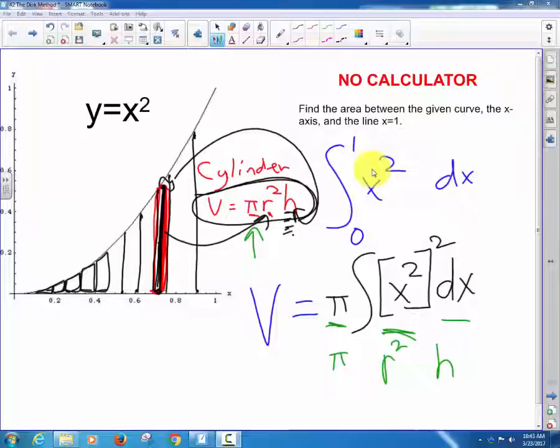Well, what else do we need in order to figure out what this is? Pi r squared h. Can you solve this integral right now and get me an answer? That's right, we need limits of integration. Where are we starting and where are we ending? We're going to start at 0 and end at 1. So we're going to start right here and go all the way out to the end right here. And this will give us the volume of a shape that's made like that.